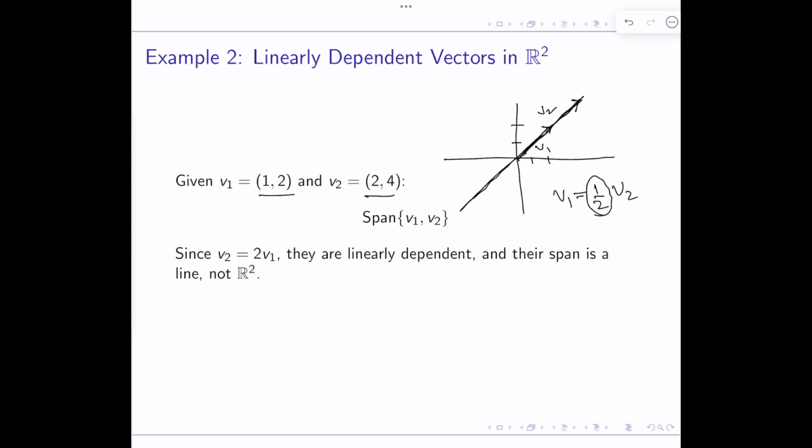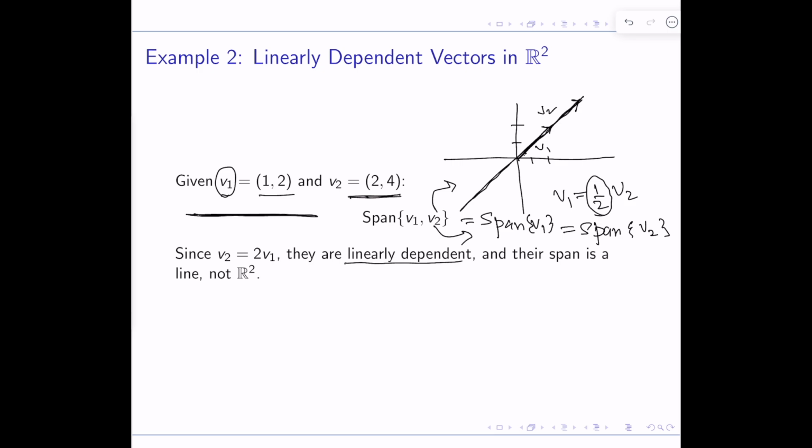So your V1 is itself capable of generating the line, right? You got my point or not? And a line is a subspace of your R2. It cannot generate the entire space R2. So V2 is dependent, basically. So we can throw out V2 from this, so it can be span of V1, or else span of V2. Either way, because this is an extra, redundant information being given. So these are linearly dependent vectors, okay? They cannot generate the whole R2.